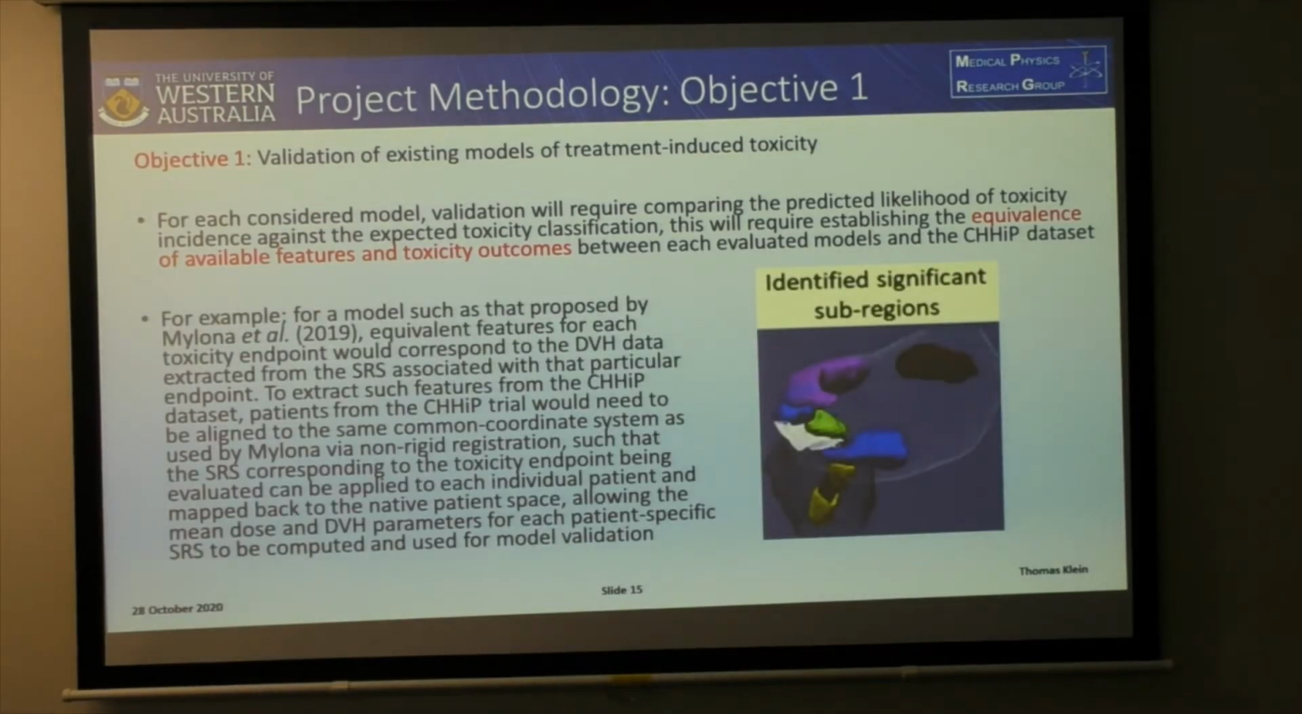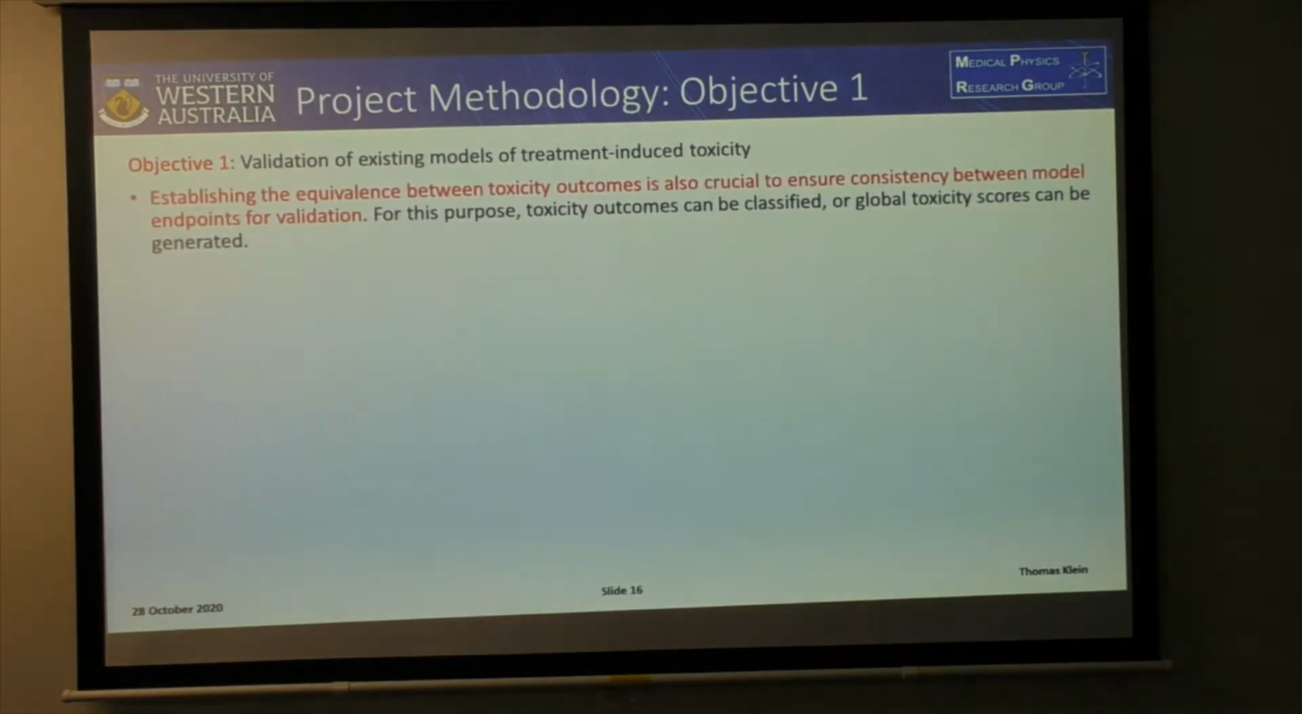So as a concrete example, for the model considered by Mylona, where she showed that symptom-specific subregions, the dose volume histogram of these regions was more predictive of certain toxicity endpoints, we would need to extract the DVH data from the same subregion on our patients in the CHIP dataset for the toxicity endpoint we were trying to validate. So we would do this by translating the entire CHIP dataset into the same common coordinate system used in the study by Mylona, applying these symptom-specific subregions, which can then be mapped back into the patient space so we can extract these parameters.